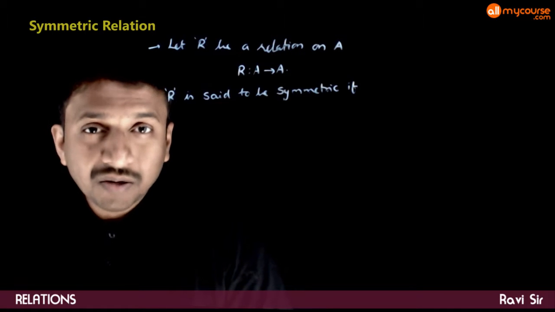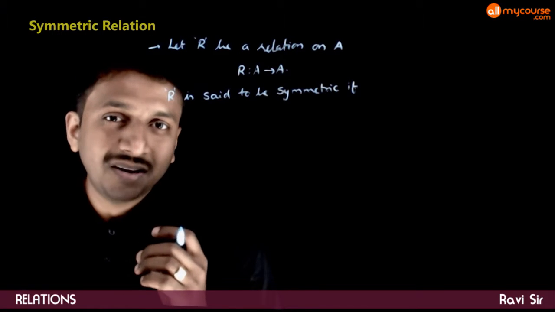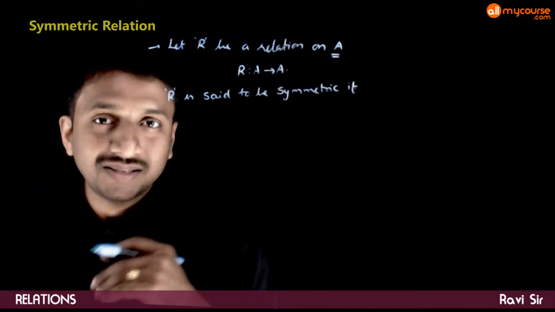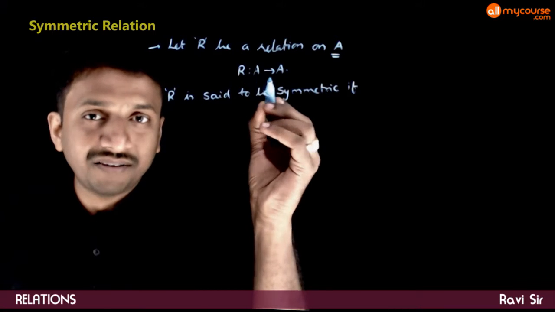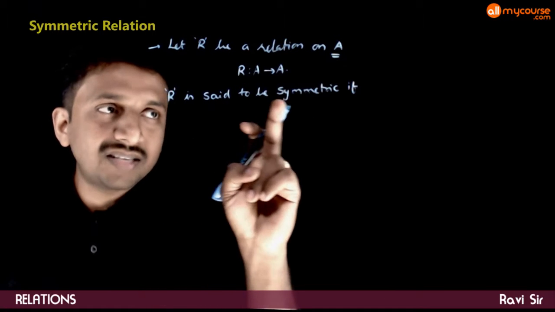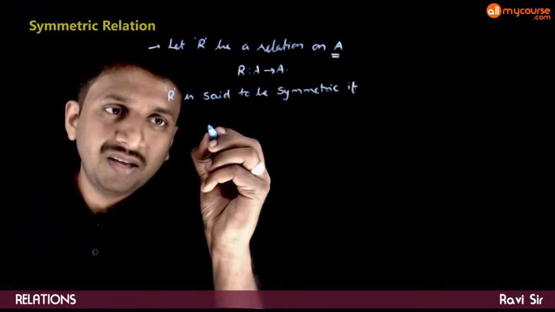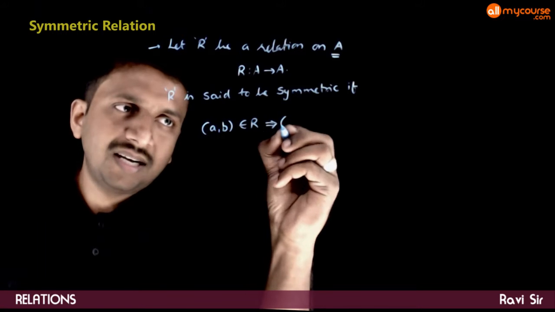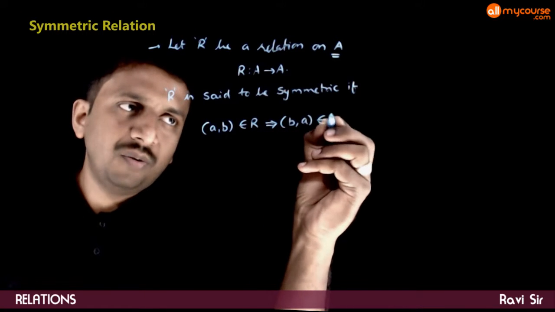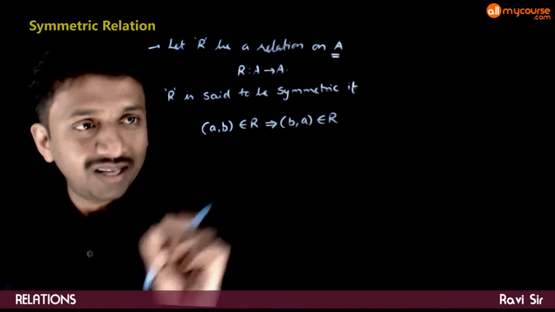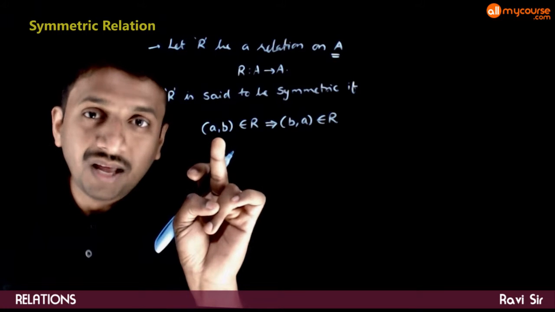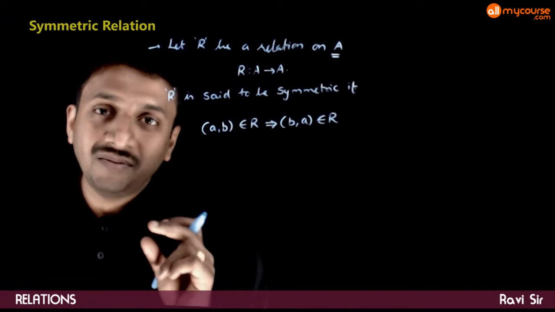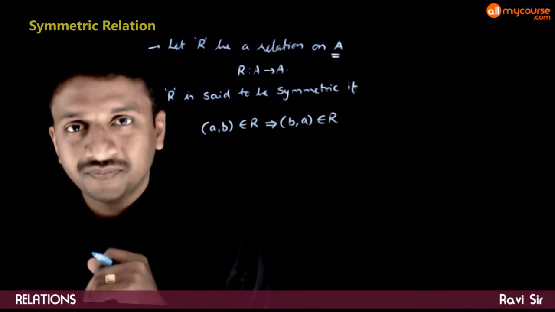So next, let us look at what a symmetric relation is. Again, if R is a relation defined on set A, that is, R is defined from A to A, R is said to be symmetric if (a, b) belongs to R implies that (b, a) also belongs to R. That is, for every element (a, b) in R, if (b, a) also belongs to R, then we say that R is symmetric.